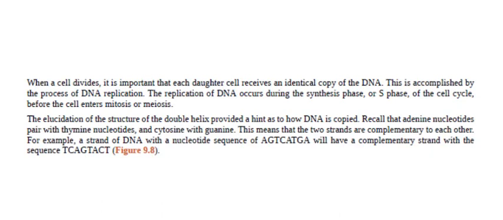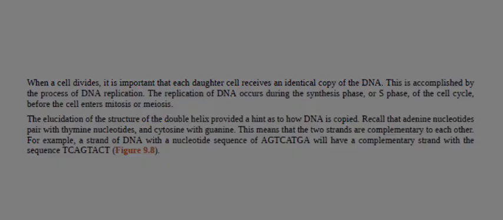copied. Recall that adenine nucleotides pair with thymine nucleotides and cytosine with guanine. This means that the two strands are complementary to each other. For example, a strand of DNA with a nucleotide sequence of AGTCATGA will have a complementary strand with the sequence TCAGTACT. Figure 9.8. The two strands of DNA are complementary, meaning the sequence of bases in one strand can be used to create the correct sequence of bases in the other strand.